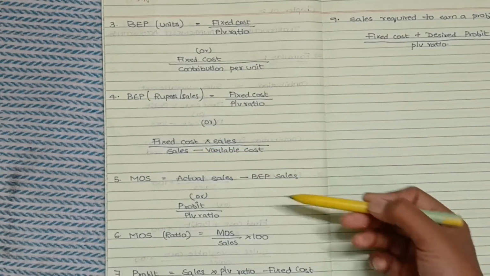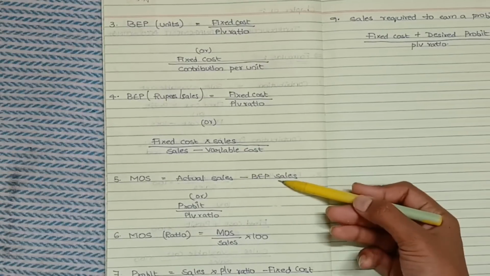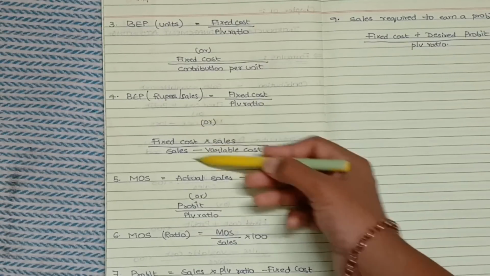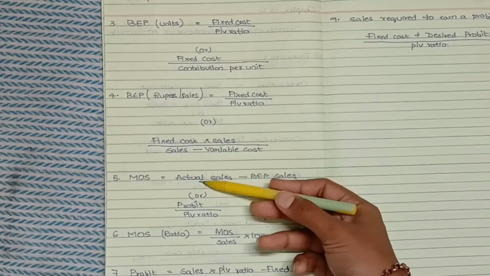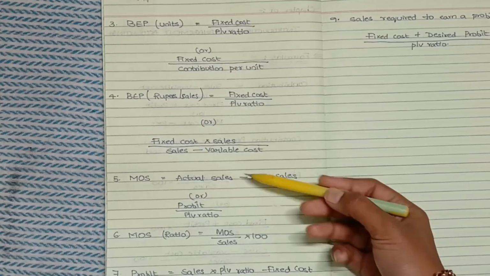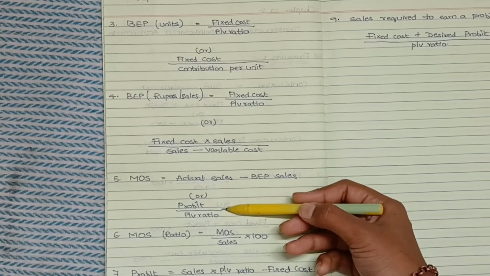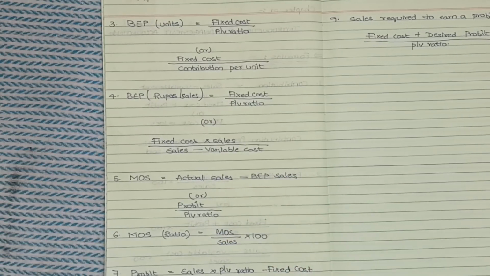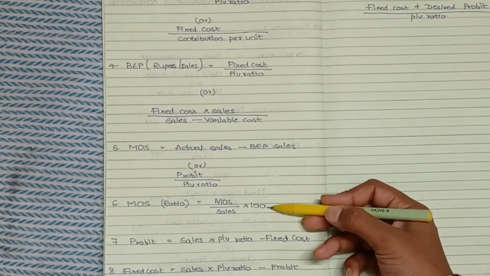And for MOS, margin of safety, you can use actual sales minus BEP sales, or else profit by PV ratio. The MOS ratio formula is MOS by sales into 100.